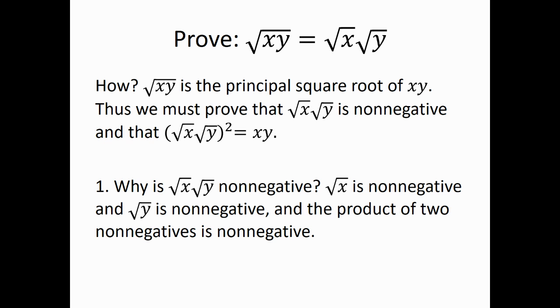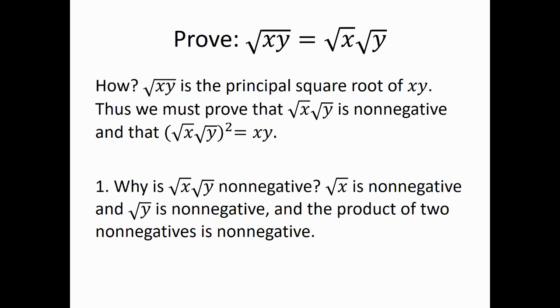Well, we must think of our definitions. We know that the radical represents the principal square root. And then how would we establish that root x times root y is the principal square root of x times y? Well, that's two parts. We must first of all prove that it's non-negative, because principal square roots must be non-negative. And we must also prove that the square of the right-hand side, that is the square root of x times the square root of y, is equal to what's under the radical on the left-hand side. Okay, that will tell us that it's a root, and then if it's non-negative, it will be the principal square root.